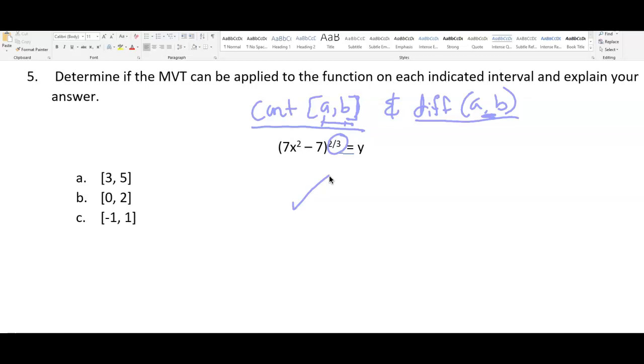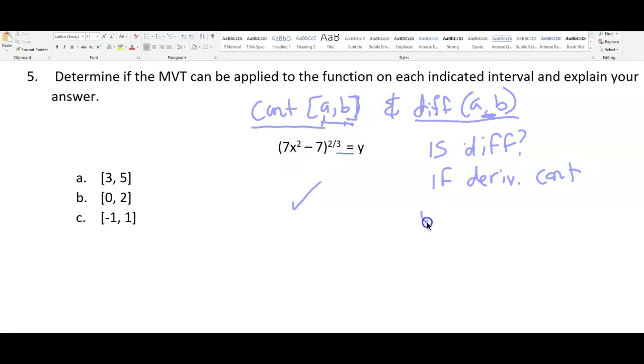Now, how do you tell if it's differentiable? Well, let me write this out. Is it differentiable? That's the question. It's only differentiable if the derivative is continuous. So in other words, I've got to find the derivative of this thing, and then I'm going to see if the derivative is continuous.